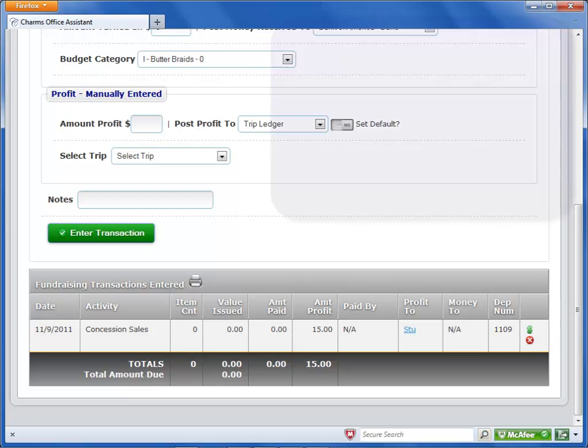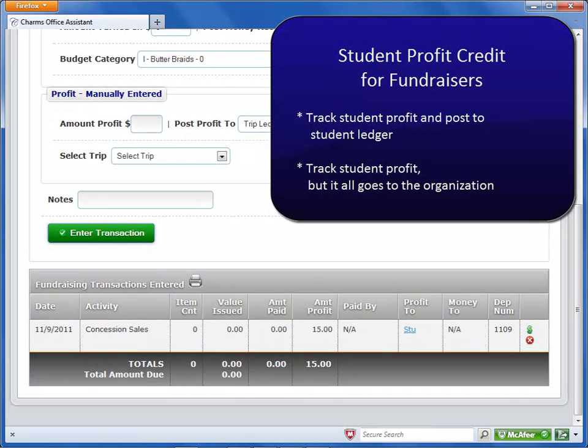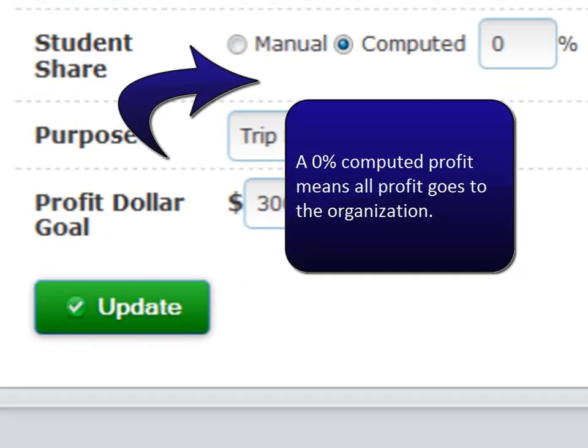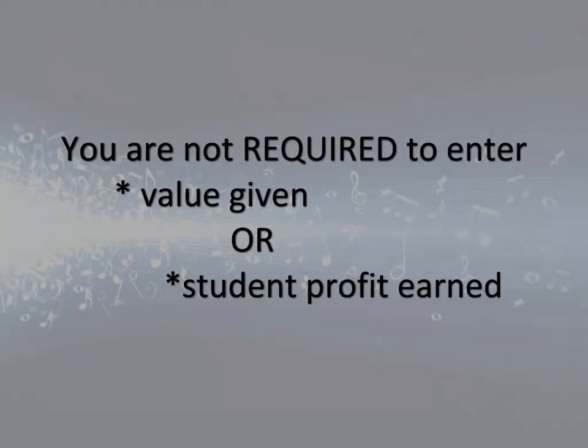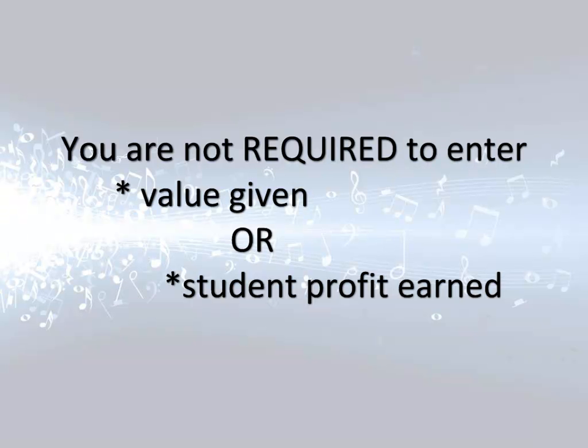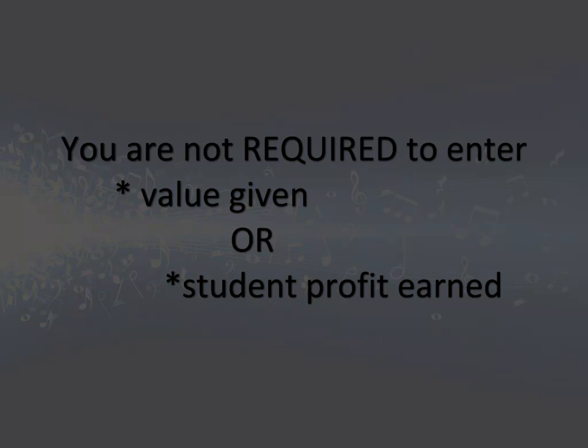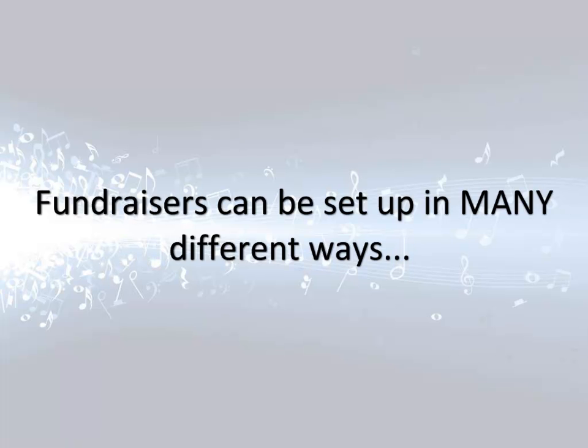The second is the ability to give students or members profit credit for their sales. For example, if students get personal credit for working concession sales, Charms can track that, or if they don't get any profit, that can be done as well. However, you aren't required to use either of these features to track money earned through fundraisers. This means that fundraisers can be set up in several different ways. The way that you set up the fundraiser determines how your information is tracked.